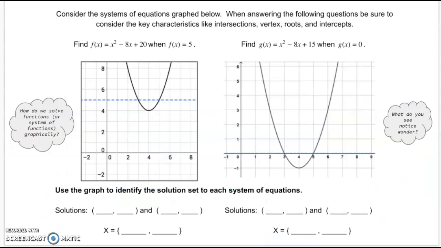All right, so let's consider the system of equations graphed below. When answering the following questions, be sure to consider the key characteristics like intersections, vertex, roots, and intercepts. This is an activity that I typically give as an investigation, but since we're doing distance learning, we can't quite investigate the same way we would in the classroom. So again, I'm going to encourage you right now, go ahead and pause the video. Check out this page, see what you can do on your own, and then come on back and we'll check answers.